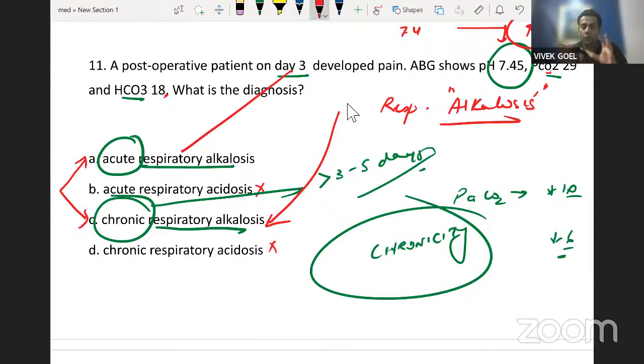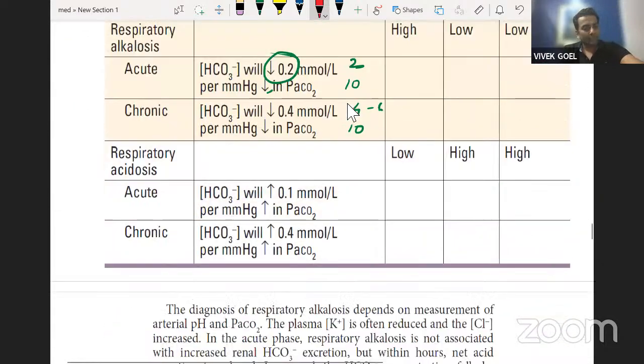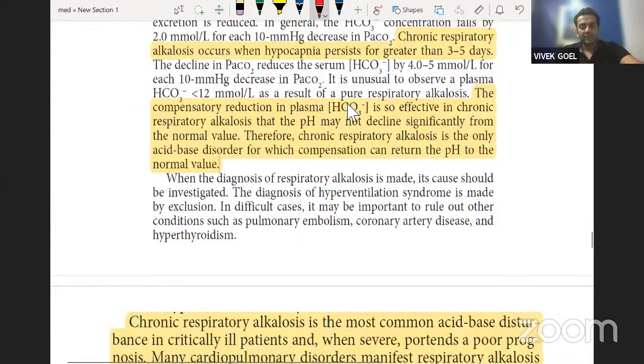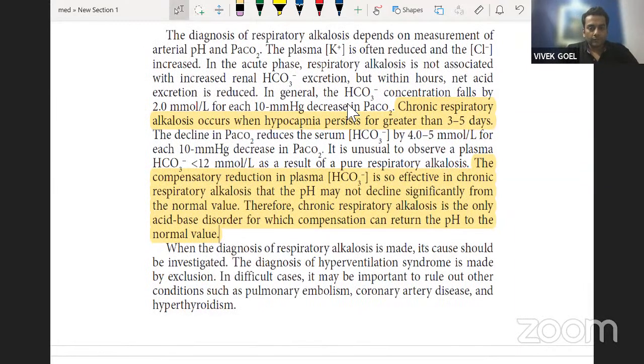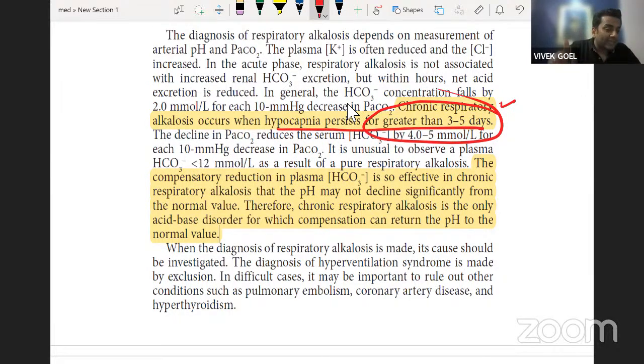The ABG goes more in favor of chronicity. The history is the clinching point. History will make the difference. I hope I'm clear to you. If any doubts, you can ask me. See what Harrison's 21st says: chronic respiratory alkalosis occurs when hypocapnia persists for more than 3 to 5 days. I hope I'm clear to all of you.